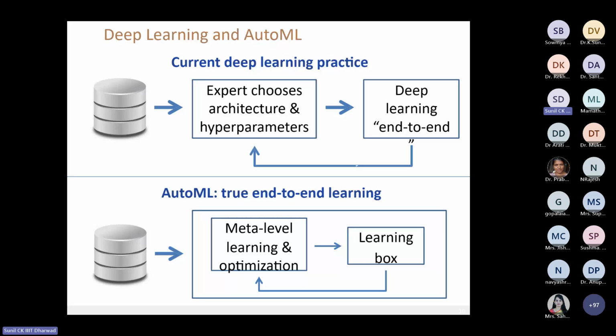AutoML is true end-to-end learning, where you use middle-level learning and optimizations, and where meta learning happens. You start from data collection and data preparation. You ask whether you have enough data, or whether existing datasets are available. In data collection, you look for data searching, data scraping, or data synthesis.